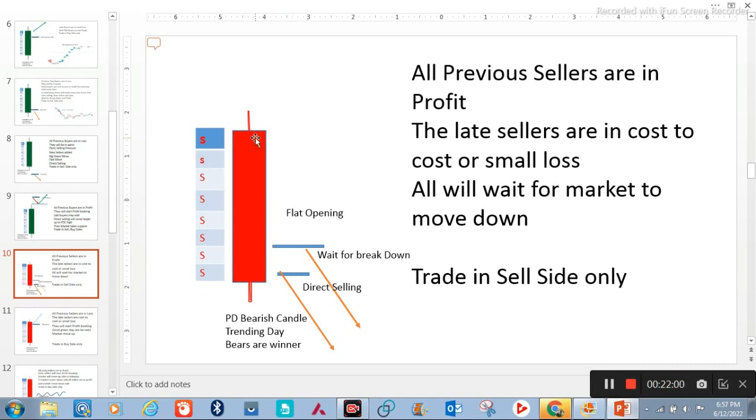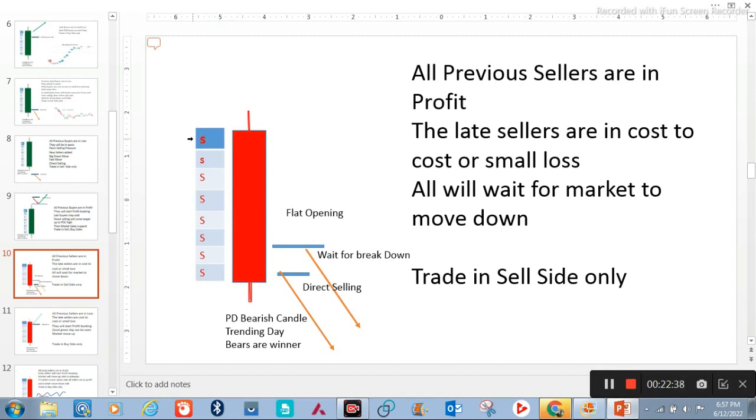Previous day is a bearish candle. Now we are concentrating on the bearish candle formation. Who is the winner here? Bears are the winner because he is the first. When the market opened here, he is the early seller. He is also the next seller, next seller, and so on. He is the last seller.